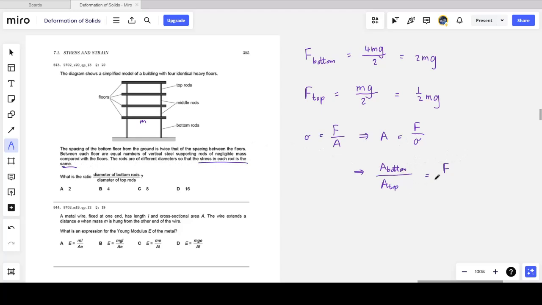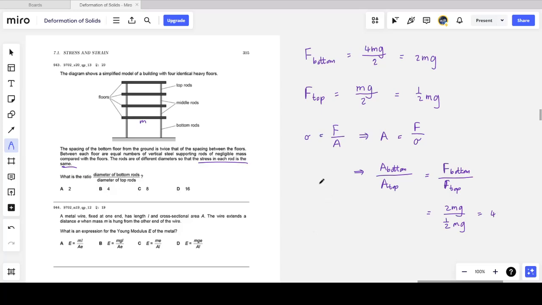So the ratio of areas is simply going to be the ratio of forces. So the cross-sectional area of the bottom divided by the cross-sectional area of the top is going to be the force felt by the bottom rods divided by the force felt by the top rods. Okay, and we have expressions for this. We know that this is 2 mg divided by a half mg. Oh, right, sorry, the mg's cancel, but the ratio is going to simply be 4. Okay, so that ratio of areas is going to be 4, but we want the ratio of diameters.